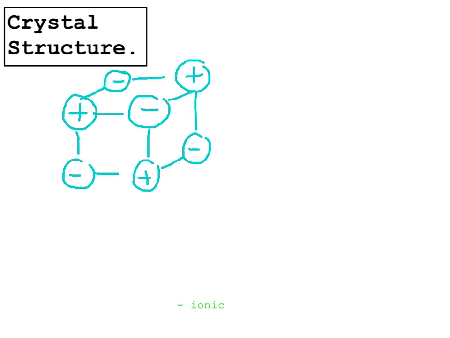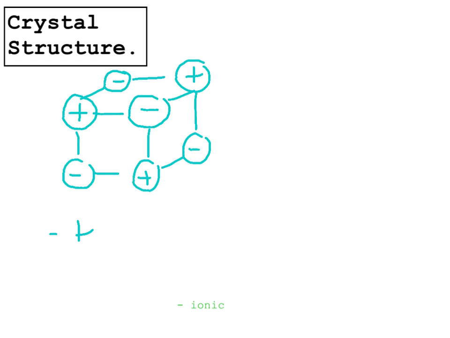Also, because these ions are locked in place, they cannot move. Now, the conduction of electricity requires the movement of a charged particle. Now, these are charged particles, but they cannot move, and so this cannot conduct electricity in its solid form. However, if these bonds were broken, and then these ions were allowed to move, such as in a liquid, then ionic compounds can conduct electricity. So they can conduct electricity in a liquid, but not in a solid.